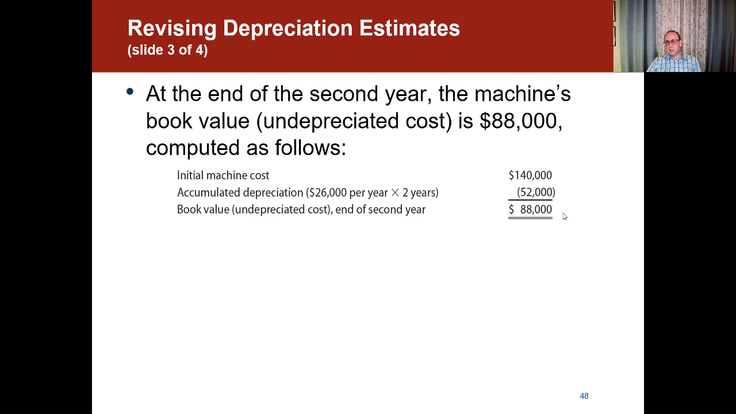Assume that at the end of the second year, the machine's book value or undepreciated cost is $88,000. And how we got this? Again, we agreed that it's $26,000 per year. It's for 2 years. So because it's the end of the second year, we've been using it for 2 years. So we multiply that by 2 and the total accumulated depreciation would be $52,000. Deduct the $52,000 from the $140,000 and that would give us a book value, or in other terms, undepreciated cost at the end of the second year to be $88,000.